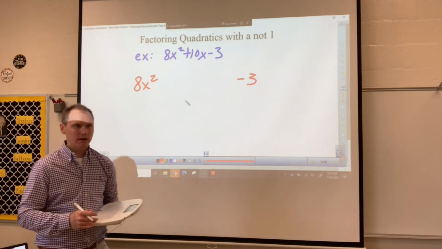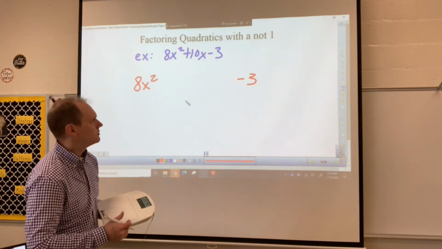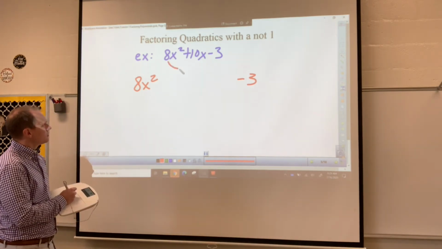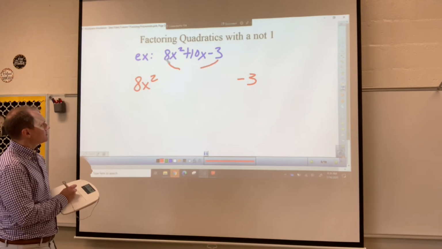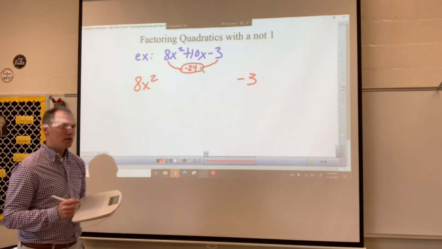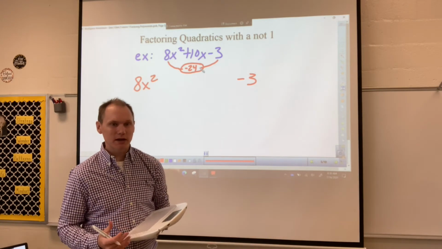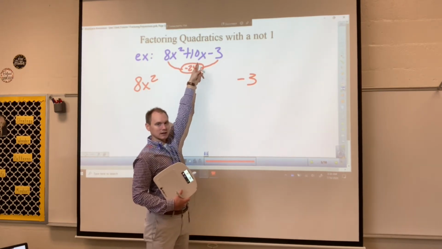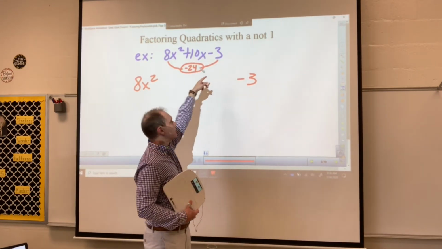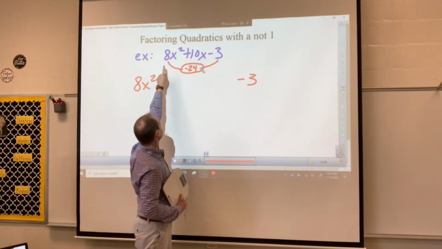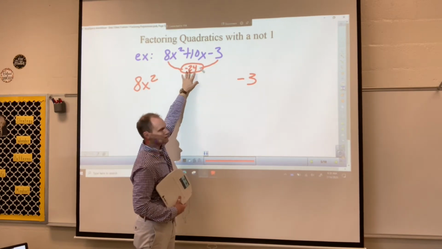Because you could separate it into an infinite number of two terms that add up to 10, but it's specific to what we want to do here. So 8 times negative 3 is negative 24. That is the new number that we want the two numbers to multiply to get. So we want two numbers that multiply to give us this and add to give us 10. So it's by multiplying a and c that we get this new value.